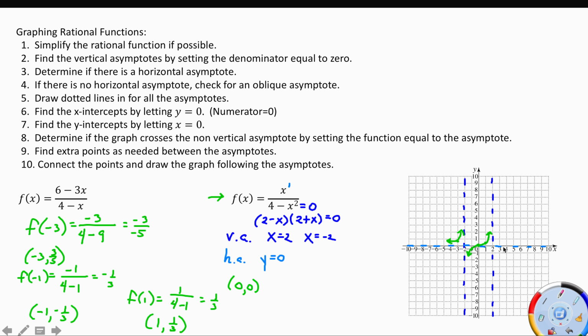One more point to get in this section. Let's do f of 3. Plugging in, I get 3 over 4 minus 9, or 3 over negative 5, which is the point 3, negative 3/5.